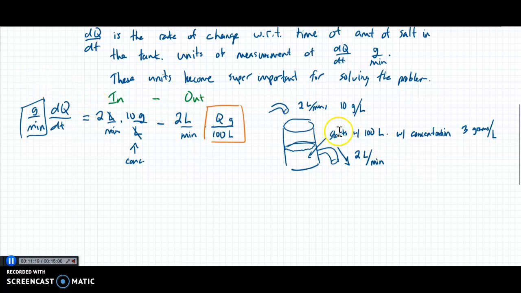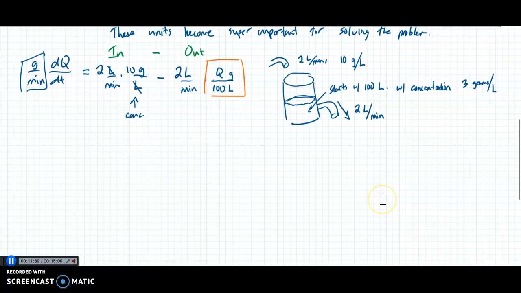How do I know that? What is concentration? It's grams per liter. So what's the concentration of this fluid in here? We're assuming that it mixes evenly. The concentration is Q, which is the amount of grams, divided by the number of liters that's in there, over 100. So that's the full setup there. Let's go and simplify what we have here.